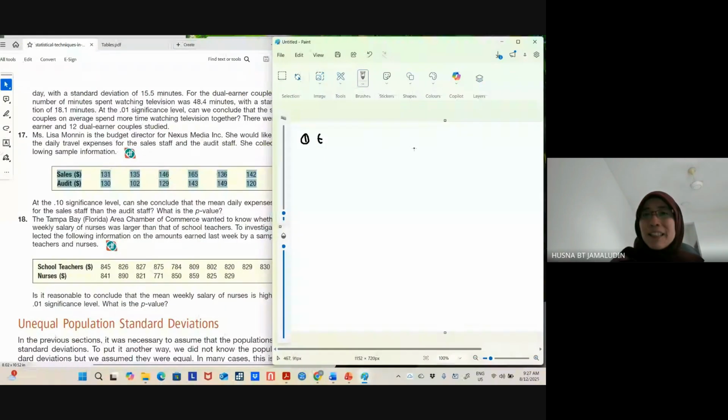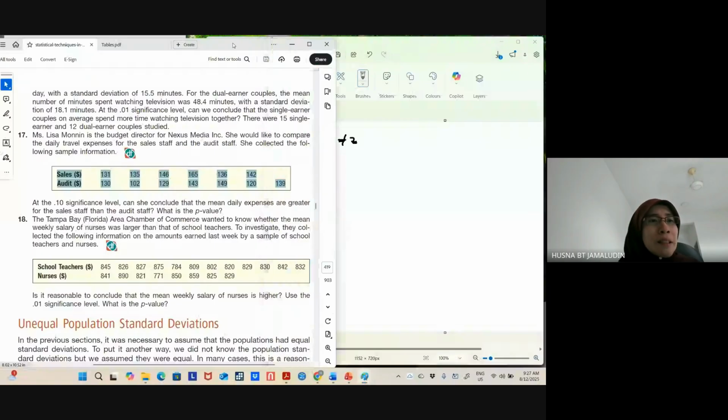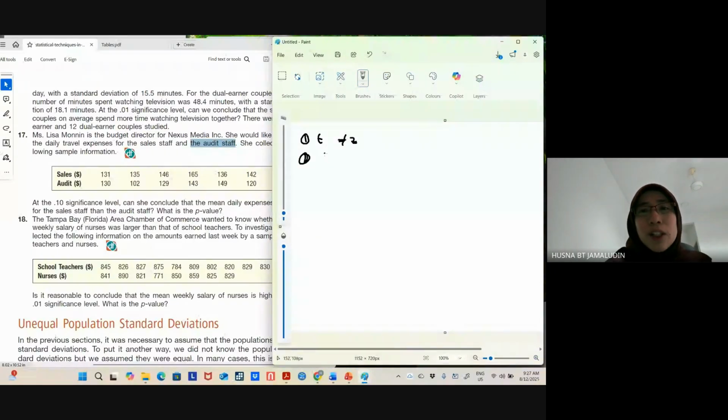Okay, so this is T, not Z distribution. Second, because it is obvious, right? Okay, so let's read the question. Miss Lisa is the budget director, and she would like to compare the daily travel expenses for the sales staff and then the audit staff. So you have two types of staff, sales and audit. So this will be two sample hypotheses because you are talking about two things. So you are comparing sales staff versus audit staff. So this will give you two sample hypotheses.